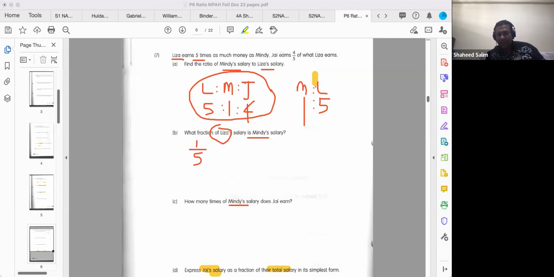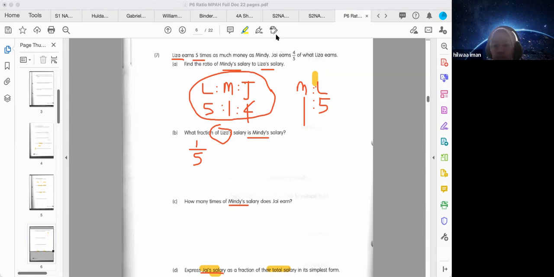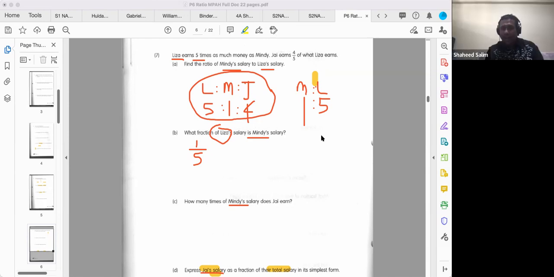Express Jai's salary as a fraction of their total salary in simplest form. Jai versus total. Is 2/5. So 4/10, you reduce, you get 2/5.